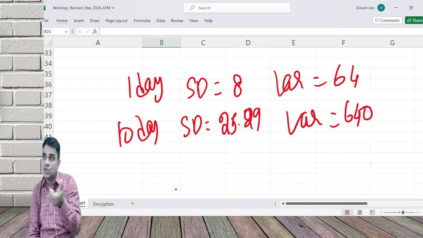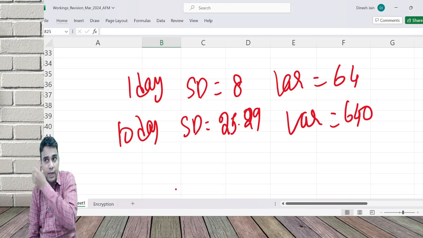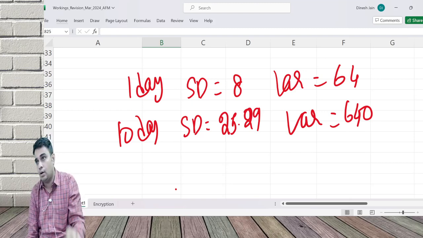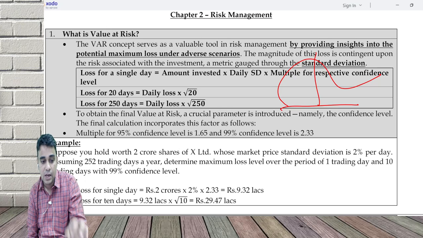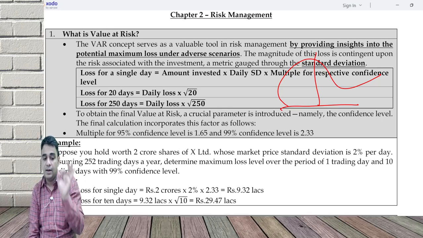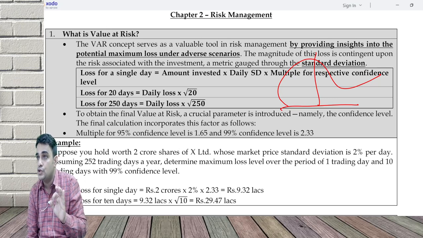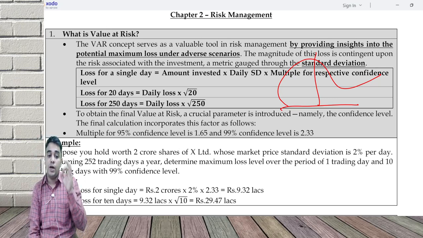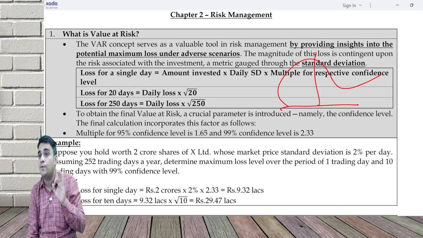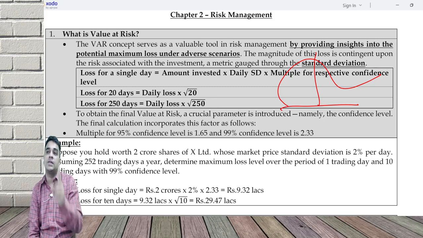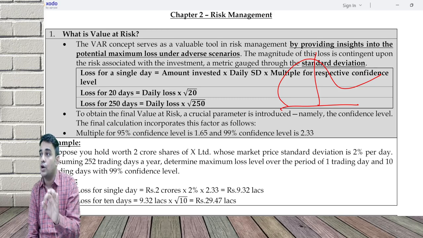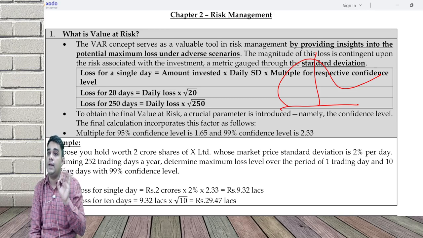So you have to do division or multiplication with square root of 10 and not normal 10. So the concept says loss for a single day is fine. 10 days you want, do into square root of 10. 20 days you want, do into square root of 20. You want it for 250 days, into square root of 250. Many students calculate for 1 day, do into 10, which is wrong. You have to do into square root of 10.